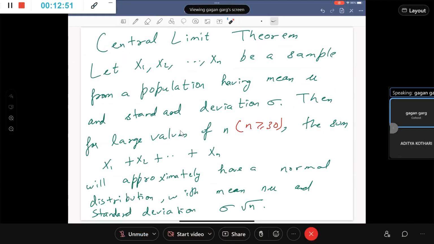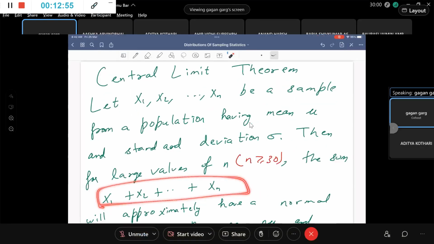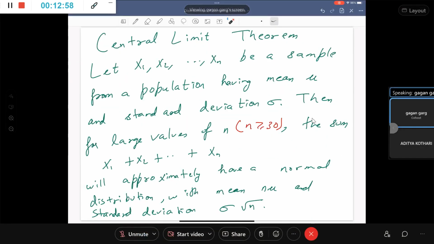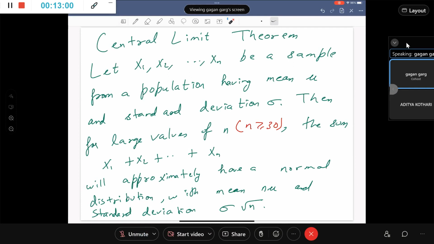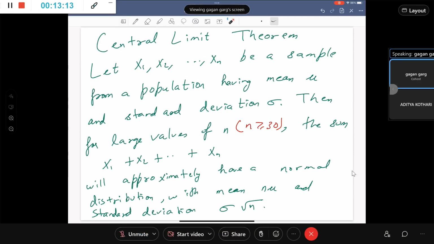Then what we are saying is that if you have enough random variables, then the sum x1 to xn will approximately have a normal distribution with mean n mu and standard deviation sigma into root n. That is the beauty and the power of this theorem: no matter what the underlying random variable is, the sum of these would approximately have a normal distribution. So let's try to get some intuition into it.